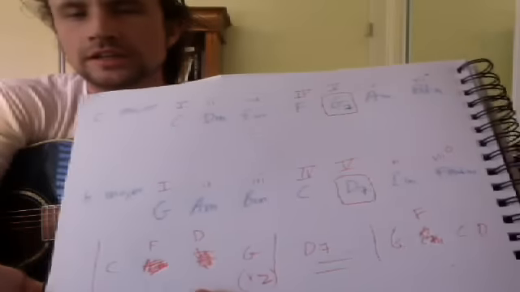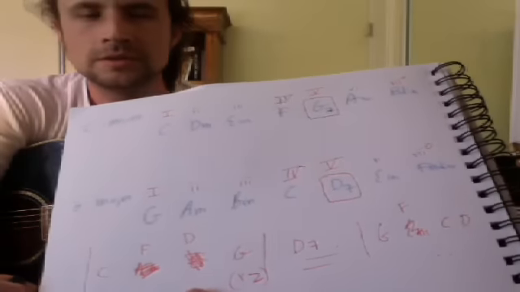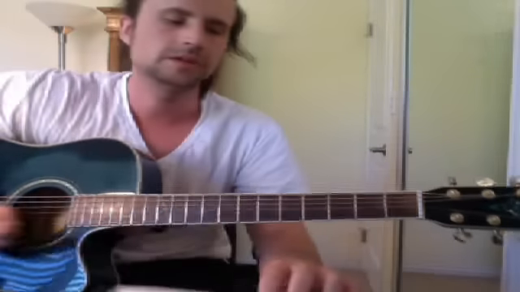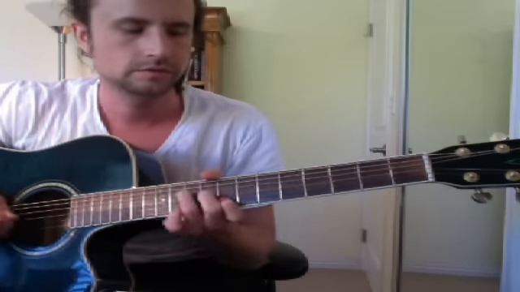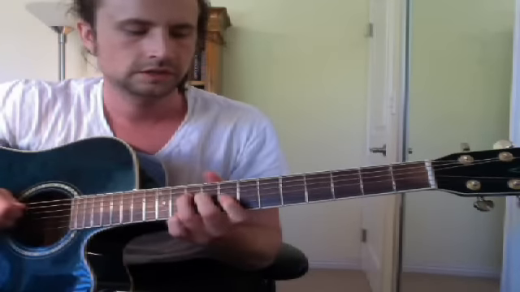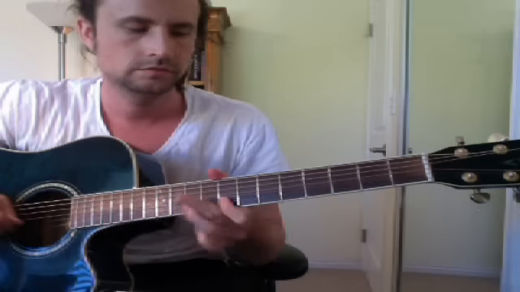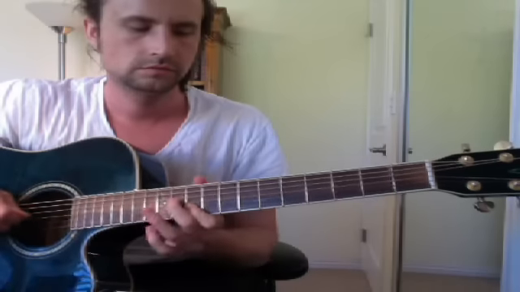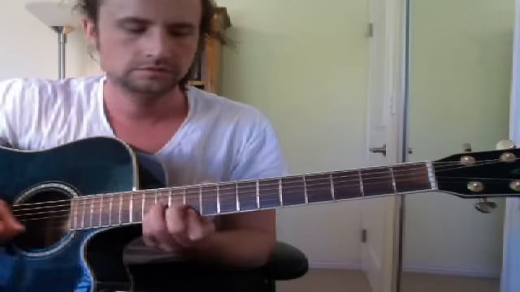The other strategy I use when I'm soloing over something like that is to not really think in terms of a scale, but to think in terms of what chords are being played. So while a C chord's being played, you could play a C chord. Then it switches to F. Then we need a D. Then G.